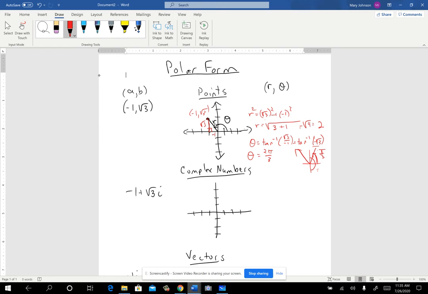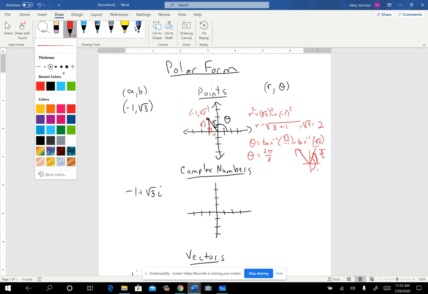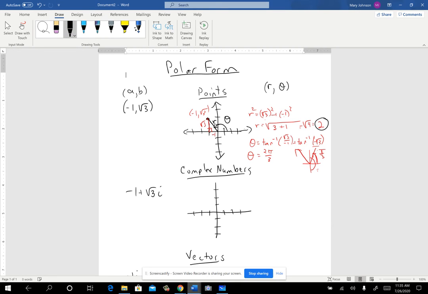So then you put those two pieces together. You have your r and you have the angle, and you just put them together. This would be written as (2, 2π/3). So it's telling you the amount of the rotation and then what the length of that line segment from the origin to the point would be. And we will be going back and forth with that as I work through homework problems.